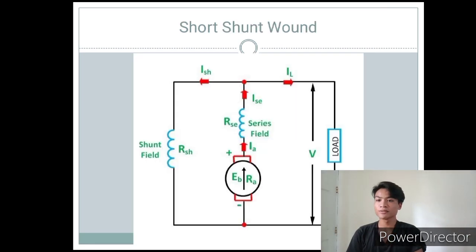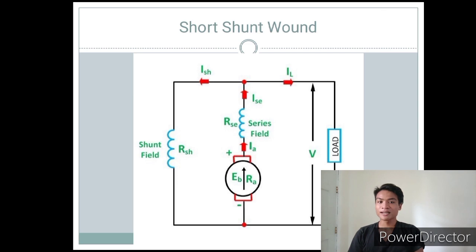Last naman is yung short shunt wound. In short shunt wound compound wound generator, the shunt field winding is connected in parallel with the armature winding only. Hindi siya katulad nung sa may shunt wound na dalawa yung kinokonektahan ng field windings. Dito sa may short shunt wound is isa lang. Kaya nga tinawag siya sigurong short, kasi isa-isa lang siya nakakabit, which is sa armature windings lang siya nakakabit.